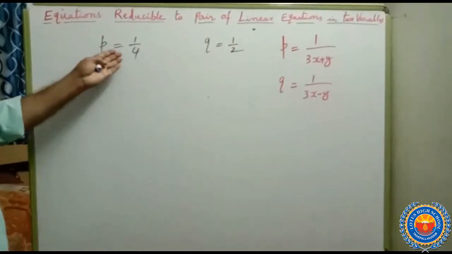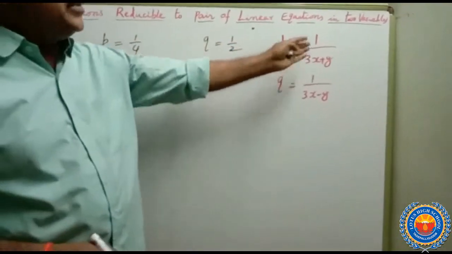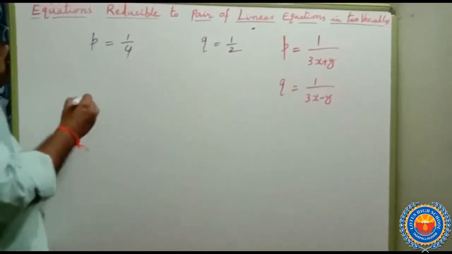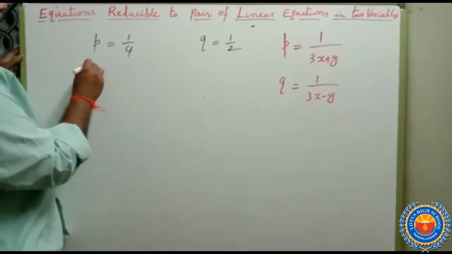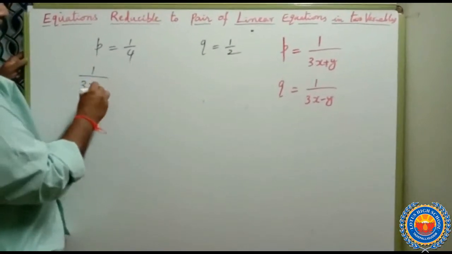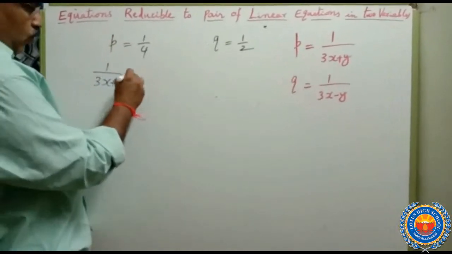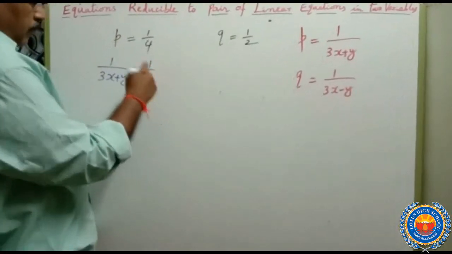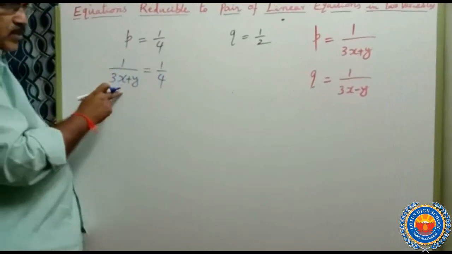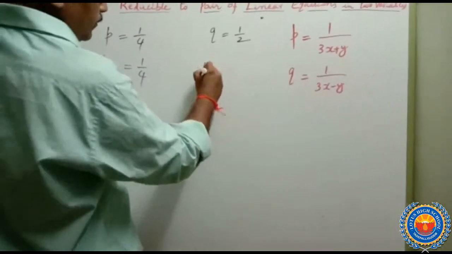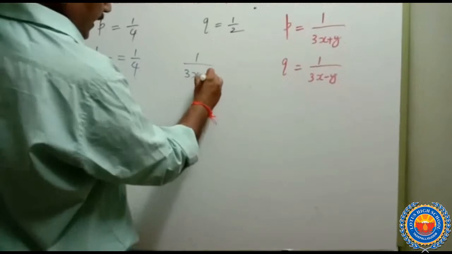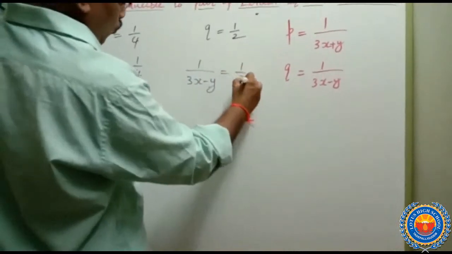Actually, P is equal to 1 by 4 and Q is equal to 1 by 2. What is P equal to? P is equal to 1 by 3x plus y. That's why 1 by 3x plus y is equal to 1 by 4. In place of Q, 1 by 3x minus y is equal to 1 by 2.